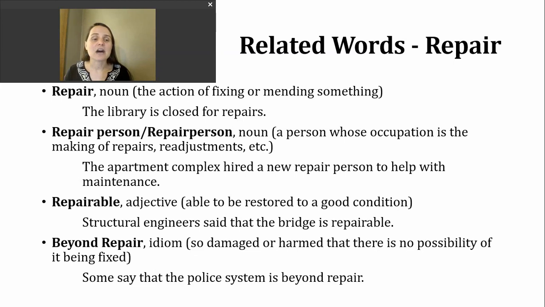The last related thing I'm going to talk about today is an idiom, beyond repair. And in many ways, this is sort of opposite of the adjective we just talked about, something that's able to be restored. Beyond repair means that something is so damaged or harmed that there's no possibility of it being fixed. So we can talk about objects or things that are beyond repair, but we could also go back to that second definition where we talked about relationships also being beyond repair.